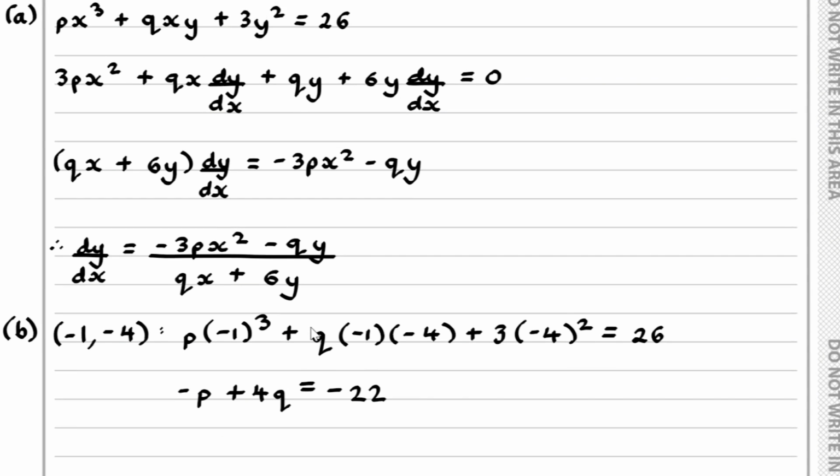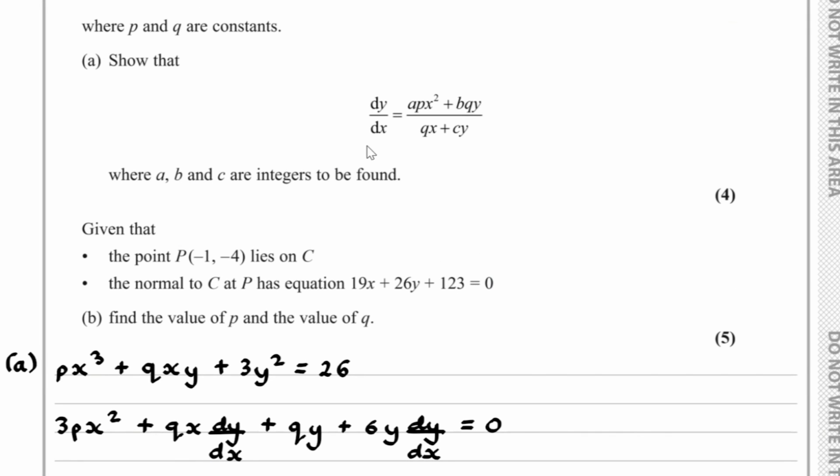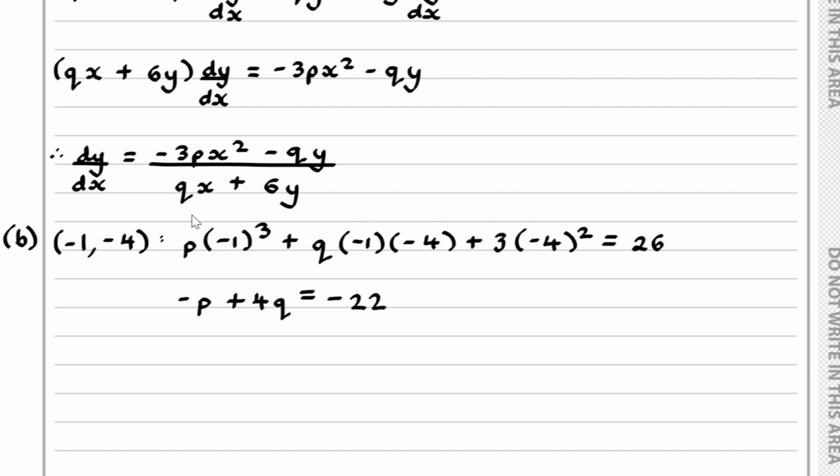Now, we also know that the normal to C at P has equation 19x plus 26y plus 123 equals 0. With our formula for dy over dx, we can find out what the gradient of the tangent is, and then use that to find out what the gradient of the normal is.